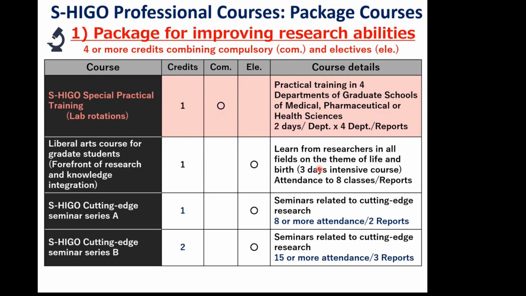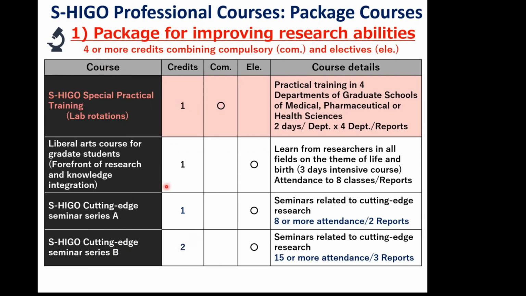Until now, we used to have a 3-day intensive course. For example, last year it was about birth, and this year it was about well-being, and like that. And there is also the S-HIGO Cutting Edge Seminar Series A and S-HIGO Cutting Edge Seminar Series B. A has 1 credit and B has 2 credits. As you need 4 credits, basically you will take this 1 compulsory and 1 S-HIGO Cutting Edge Seminar.